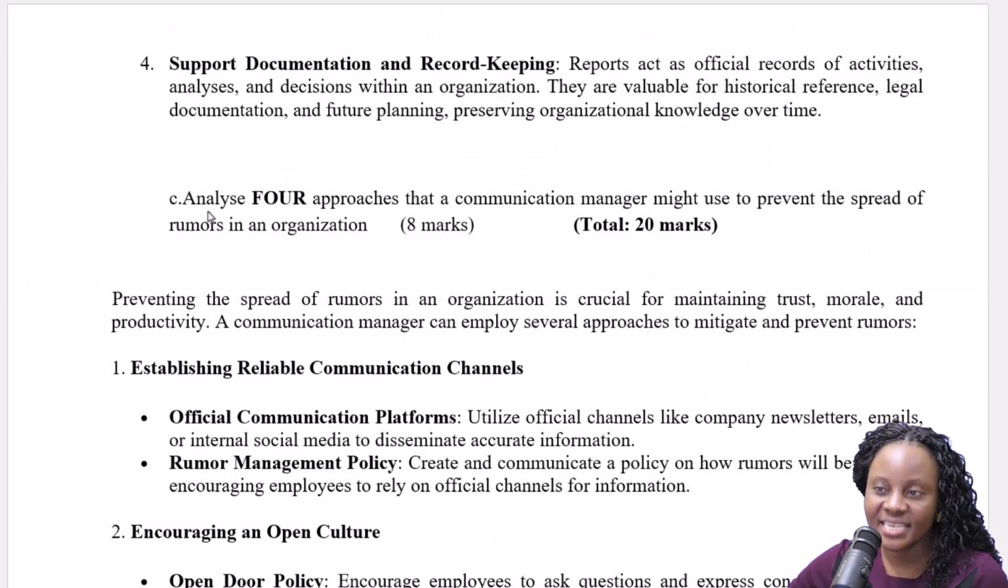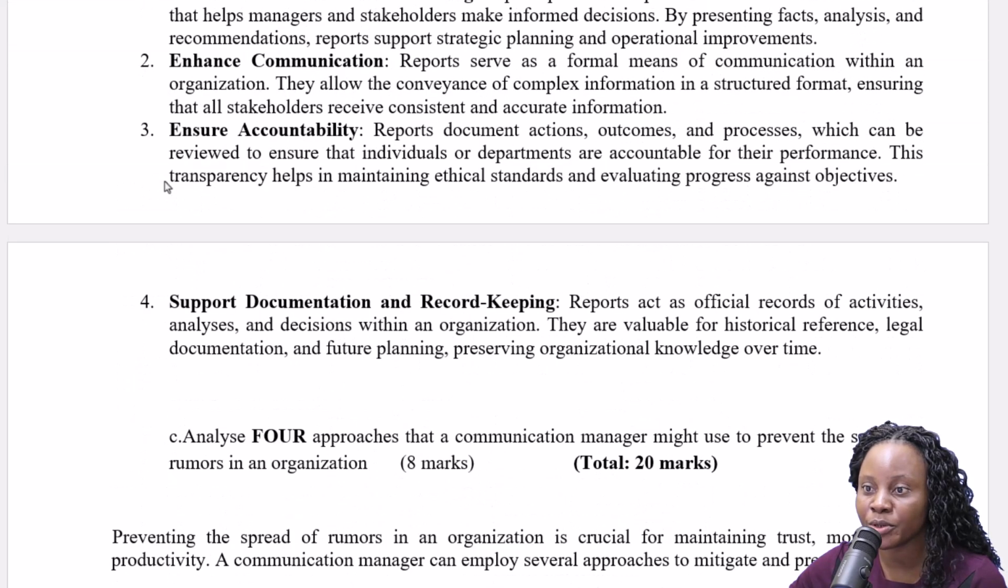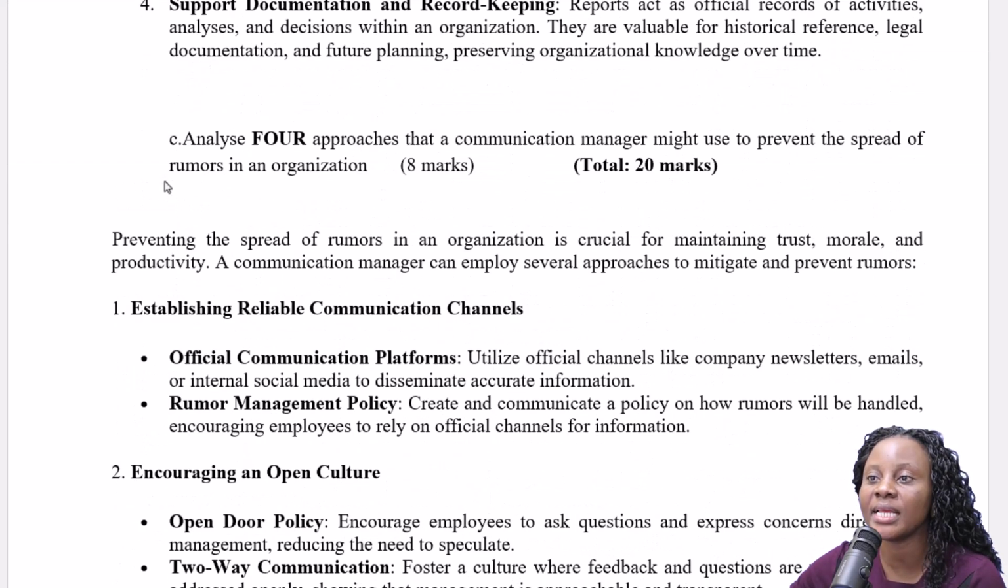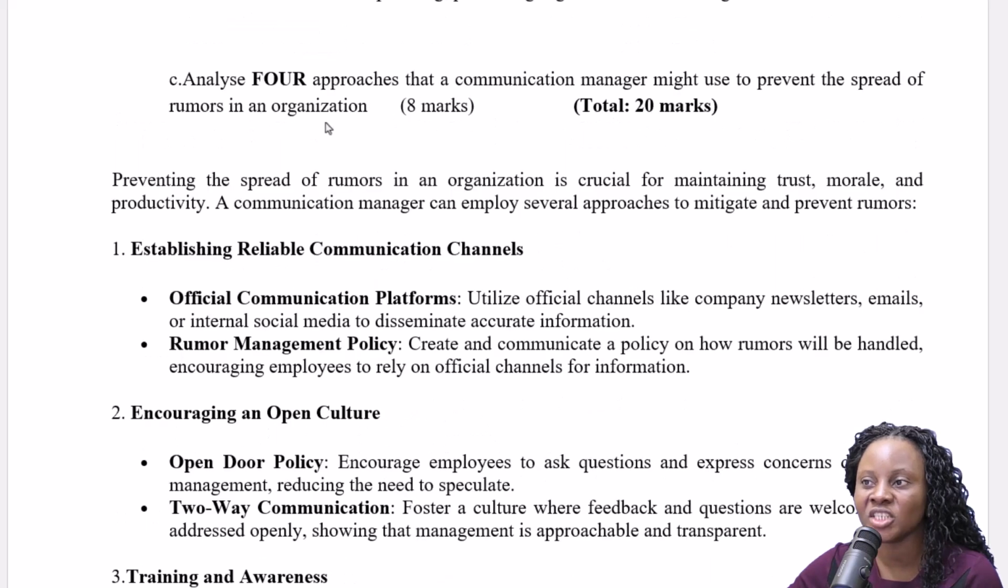Question 2C says, sorry, not question 1, because this is question 2, so I'm sorry I've been mentioning question 1, but actually it's question 2. So question 2C says, analyze 4 approaches that a communication manager might use to prevent the spread of rumors in an organization.